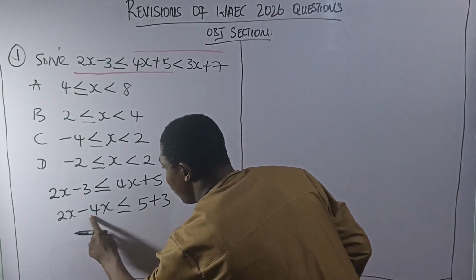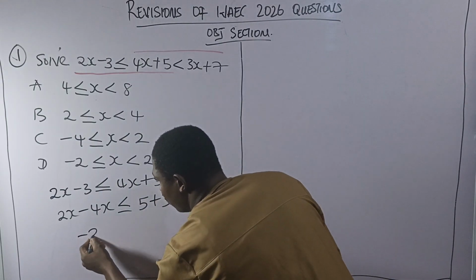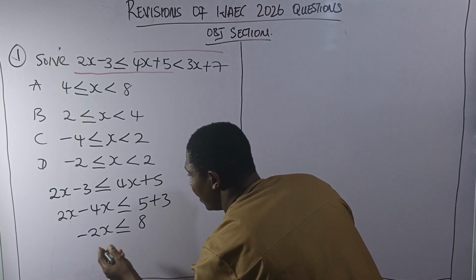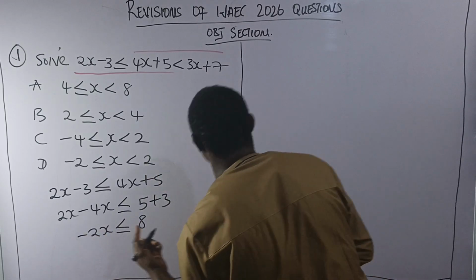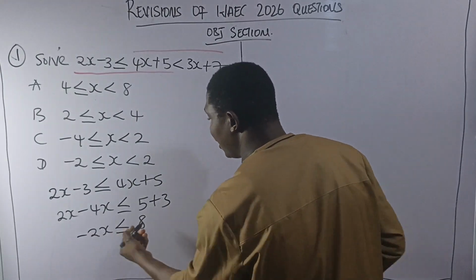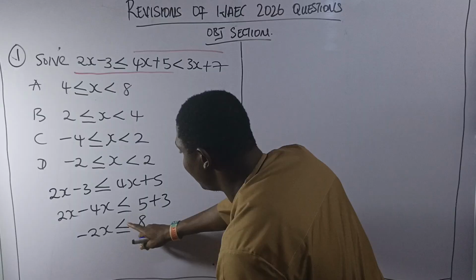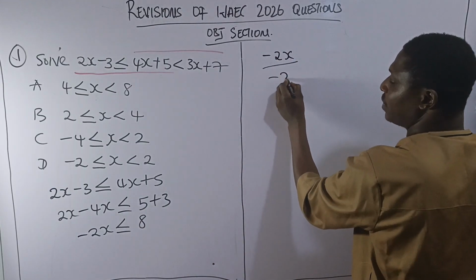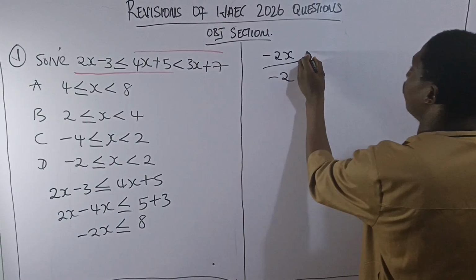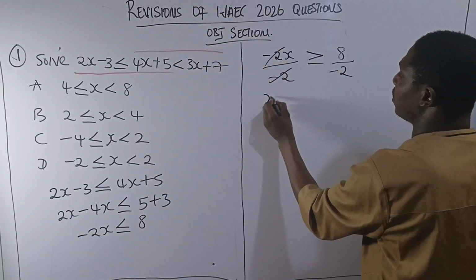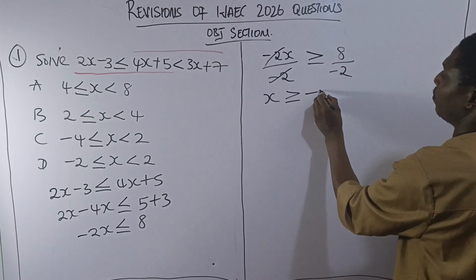Now 2 minus 4 will give me minus 2, so I have minus 2x less than or equal to 8, and I'll divide through by minus 2. If I divide through by a negative number, the inequality sign will change. This is less than or equal to, so it becomes greater than or equal to. So I have negative 2x divided by negative 2, greater than or equal to 8 all over minus 2. This can cancel this, and I'll have x greater than or equal to minus 4.